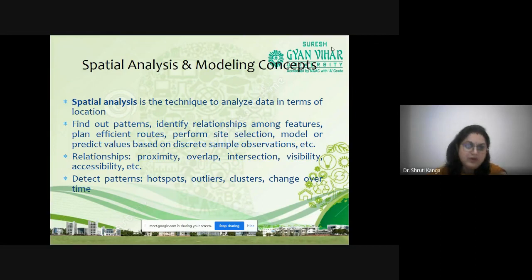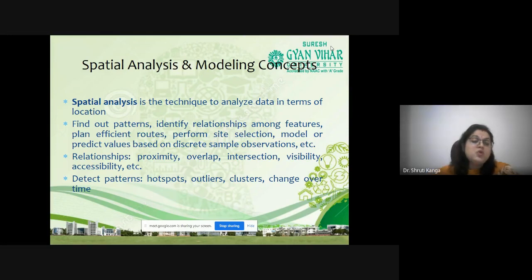Then we can also go through overlay analysis. We have also studied one technique called topology, where we analyze different kinds of relationships among different features, in which proximity analysis, overlapping, intersection, visibility, accessibility, etc. are the major relationship related functions.